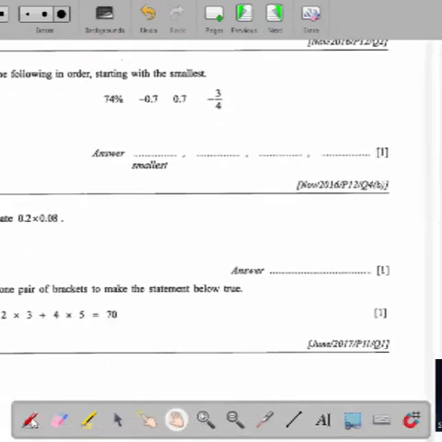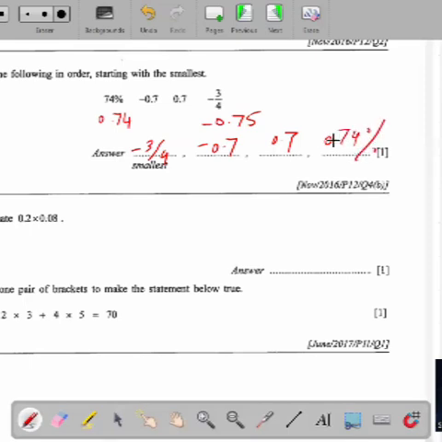Again, he is talking about arranging them according to the order, starting with the smallest. 74%, 0.74 as a positive number. 0.7 minus 0.75. So the smallest one is minus 0.75. So it is minus 3 by 4. Then minus 0.7. Then plus 0.7, then 0.74, that is taken as 74%.